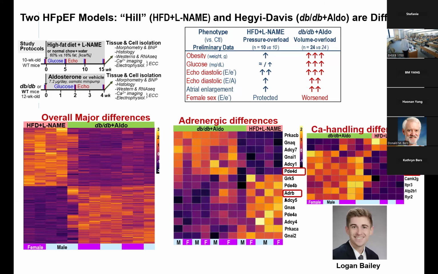So there's also a big difference in the overall gene expression changes in the Hill model here in the pink columns and our db/db-ALDO model here. And that goes for adrenergic signaling, big differences between the models, and also with calcium handling signaling.